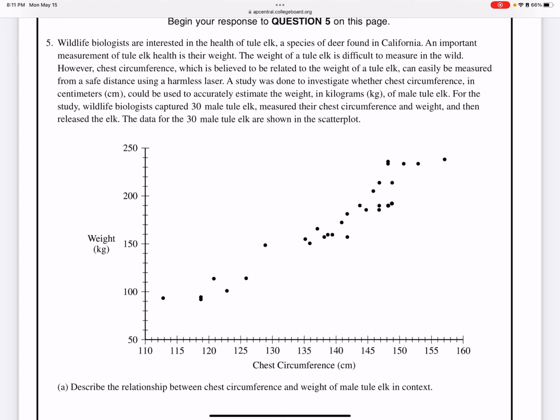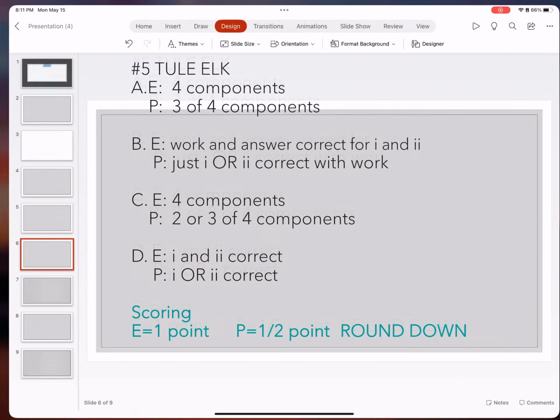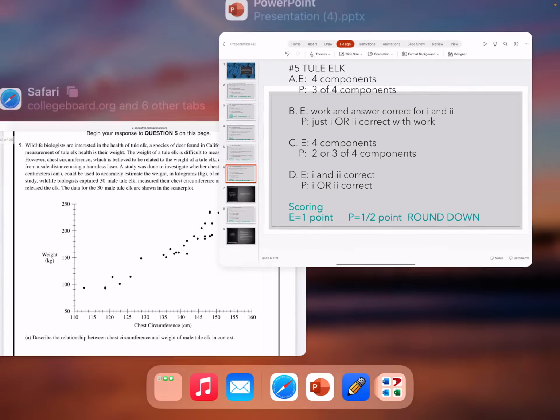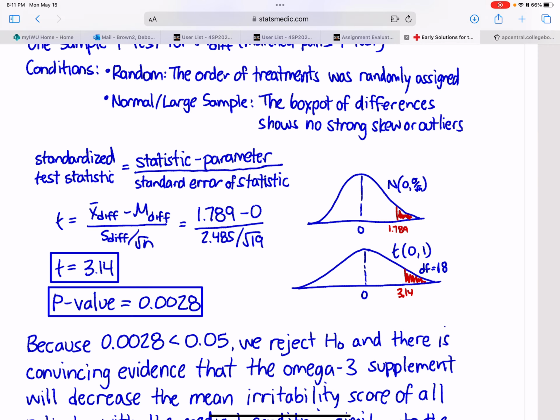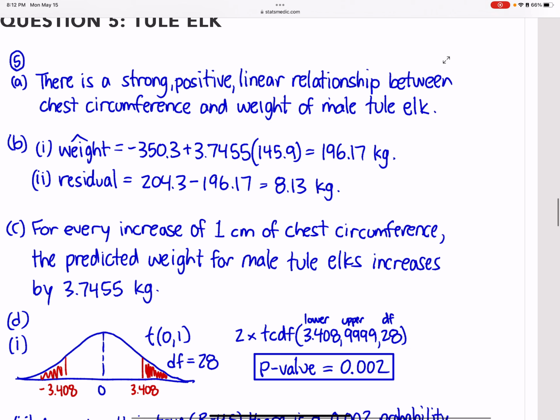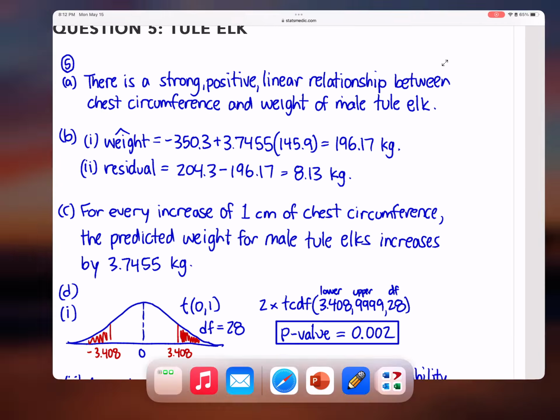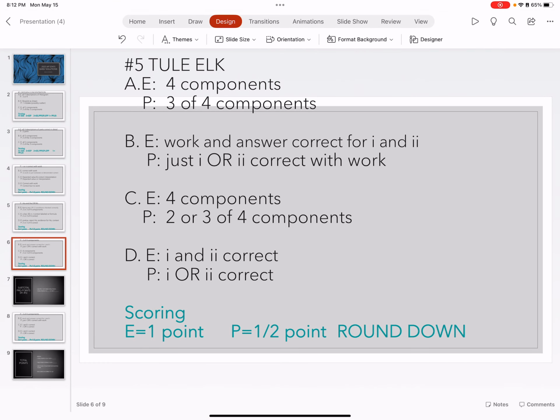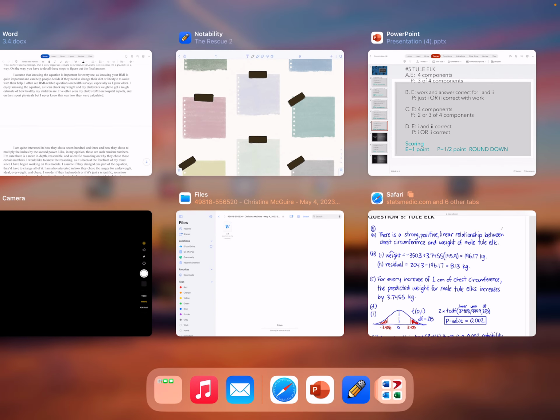Part A says, describe the relationship between chest circumference and weight of the male tool elk in context. So 4 components is going to be the E, and 3 of the 4 is going to be a P. And let me go ahead and describe it for you. It's going to be strong. That's a component. Positive. Or strong, you could call it moderately strong. You can't call it moderate because the pattern's too tight. You can call it moderately strong or strong. Positive is a component, linear, and then relationship between chest circumference and weight would be the four components. As I stated, the four components would be the E. If you had three of those four components, that would be a P.